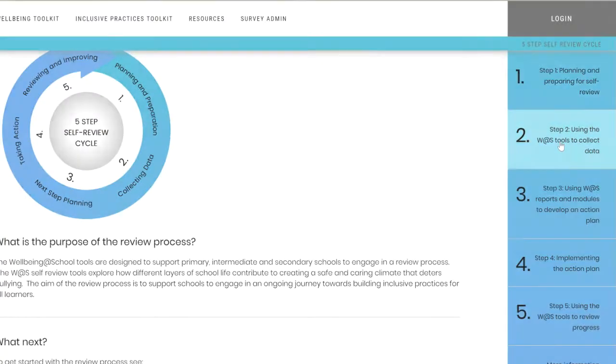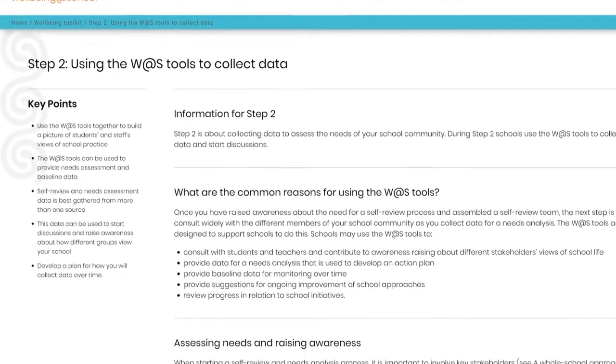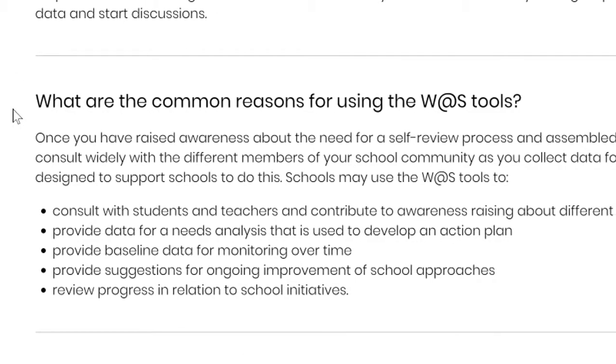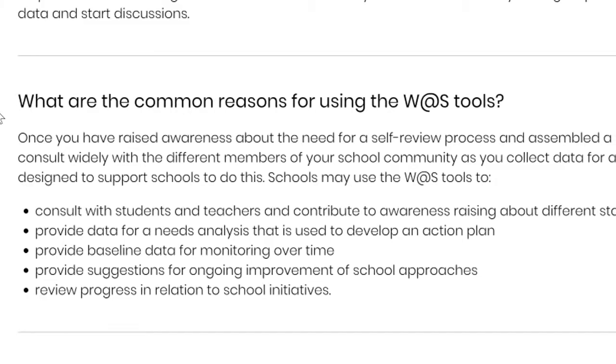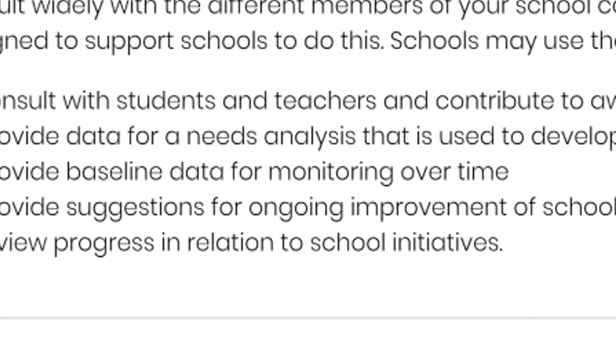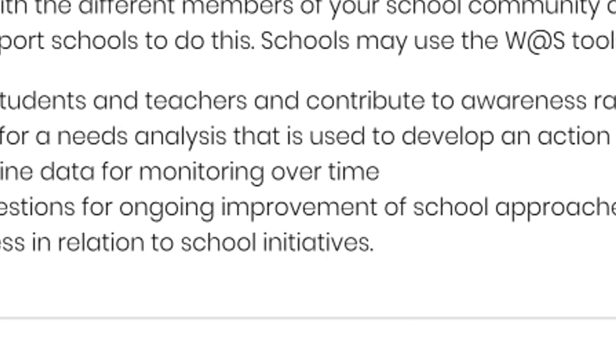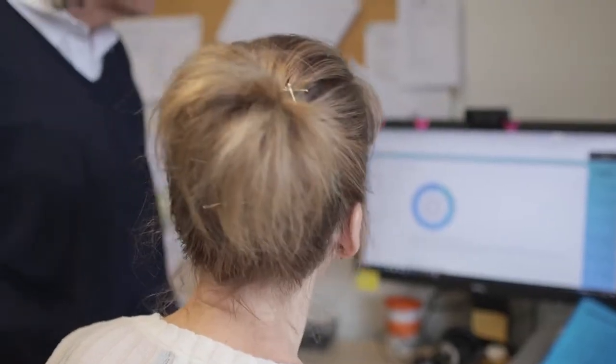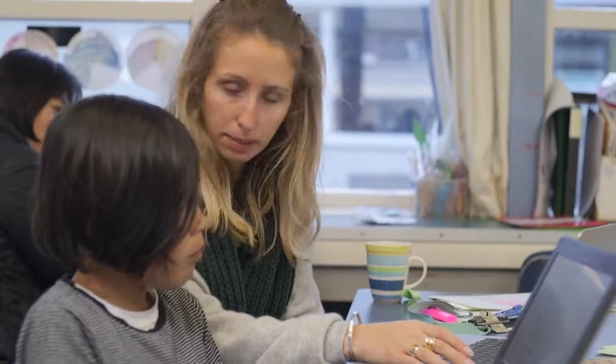In step 2 of the 5-step self-review, there's a section called What are the common reasons for using the Wellbeing at School tool? This may help you to be clearer about why you wanted the tool, and therefore be clearer about what questions you want the tool to answer. Many schools pull it in as part of a whole school review against a program they might be running, or an initiative that they've developed that they hope will have impacted the school climate. Many people just pull it in as baseline data. They just simply want to know, what is the climate of this school like?